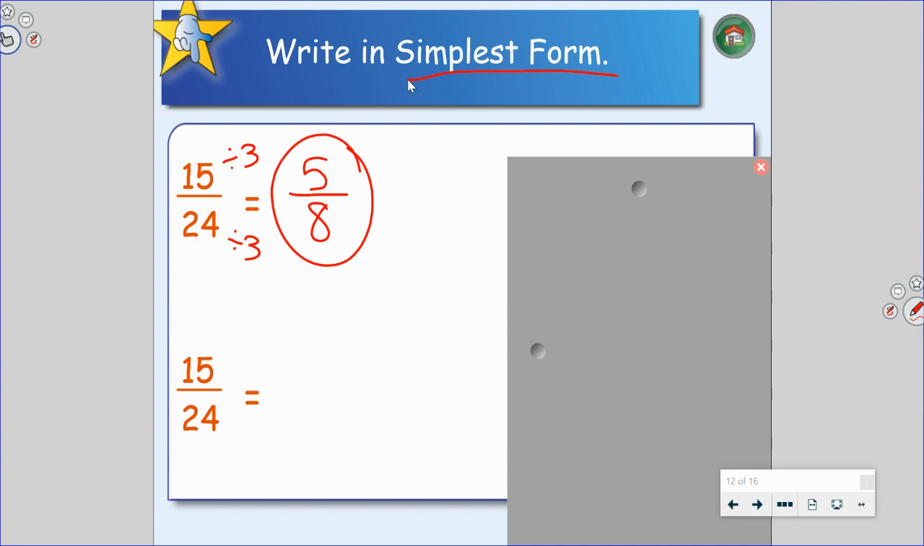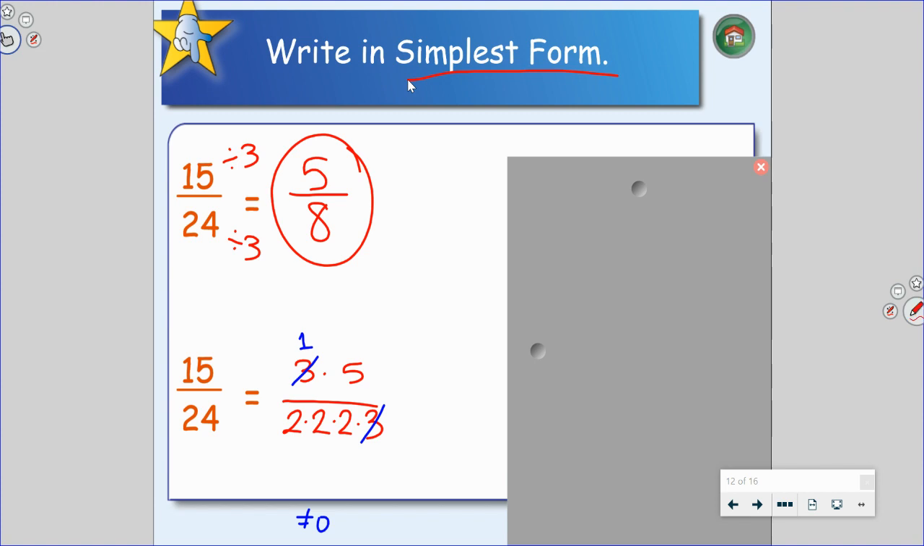Think about this. 15 is the same as saying 3 times 5. And 24 is the same as saying 2 times 12. 12 can break down into 2 times 6. 6 can break down into 2 times 3. And ladies and gents, don't forget what we have learned. Any number divided by itself, as long as that number is not 0, is 1.